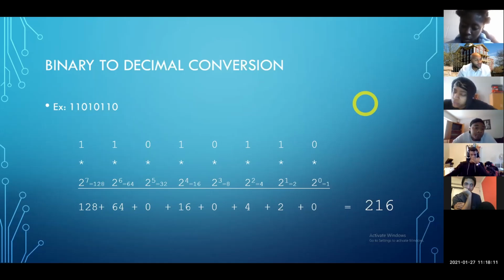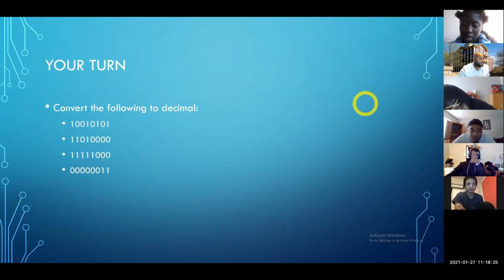All right. Y'all see what I did there? Just shake your head or put a thumbs up if you see. Yes. All right, since y'all shaking your head, now it's your turn. Try to convert these.